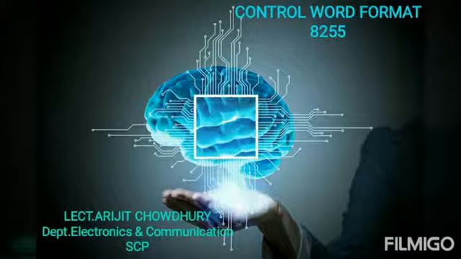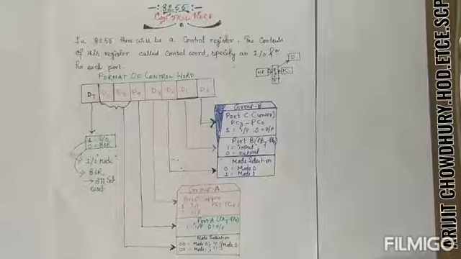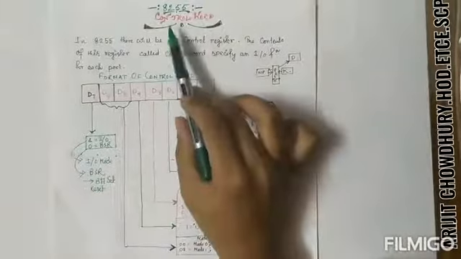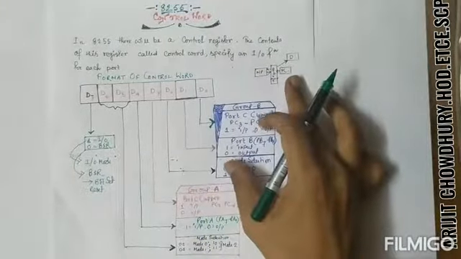Hello guys, in this session we are going to discuss the control word format for 8255. In 8255, this is the total structure of a control word format in IO mode. First of all, we have to know about the control word and the function of this control word.